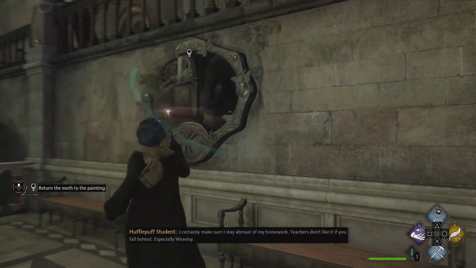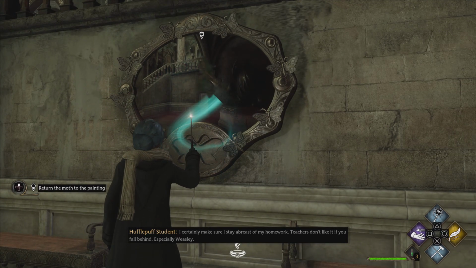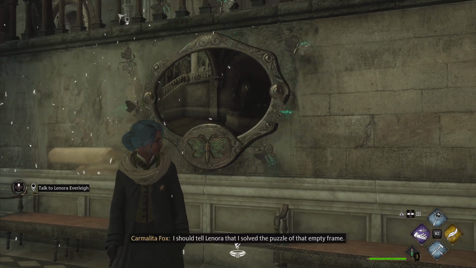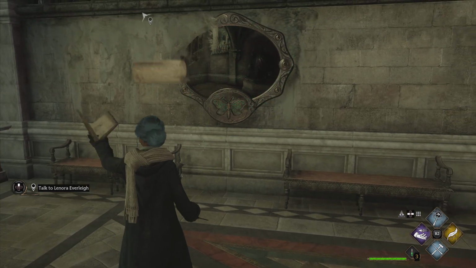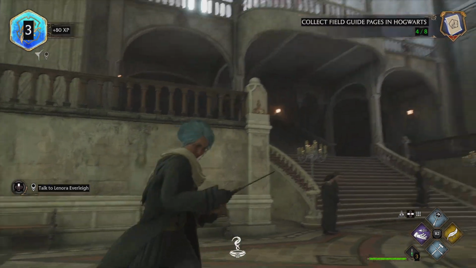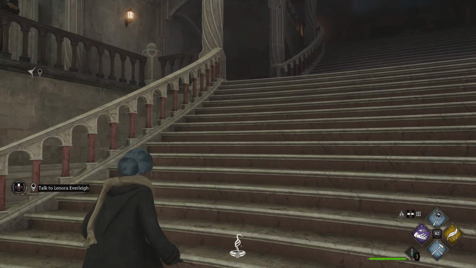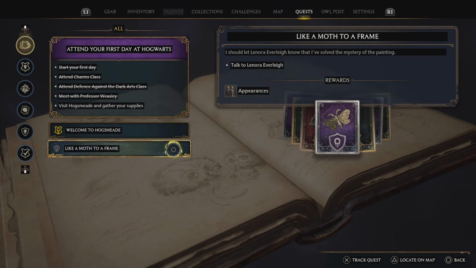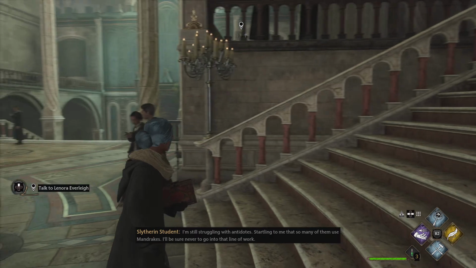I certainly make sure I stay abreast of my homework. Teachers don't like it to fall behind, especially Weasley. I knew there was a connection. I should tell Lenora that I solved the puzzle of that empty frame. I'm still struggling with that. Oh, appearances. We can get an appearance? Startling to me with so many of them.